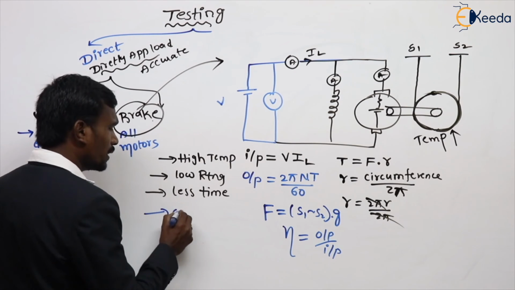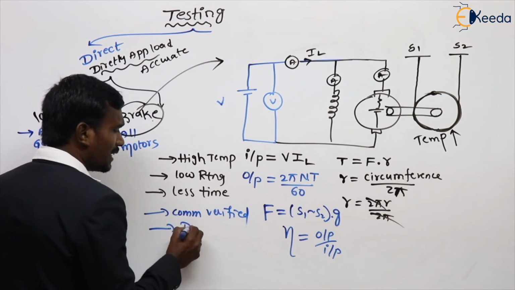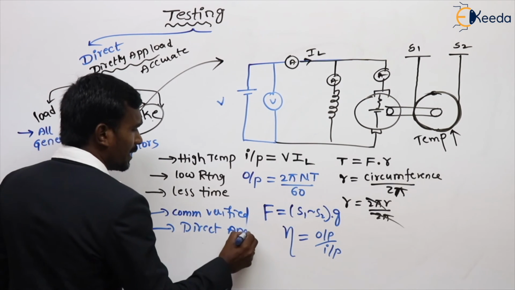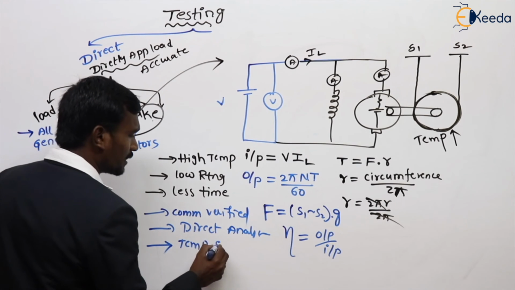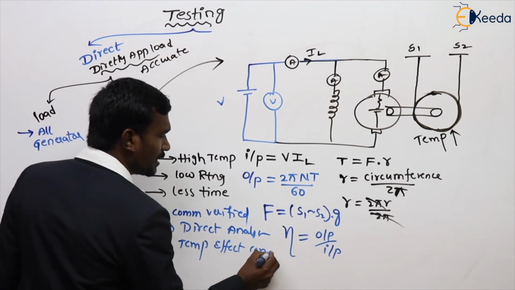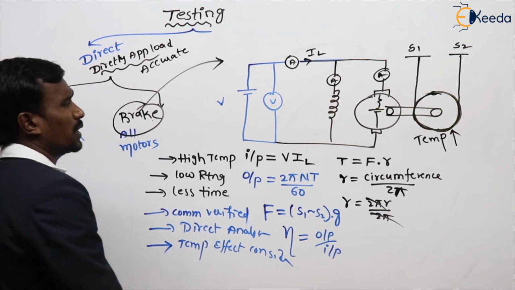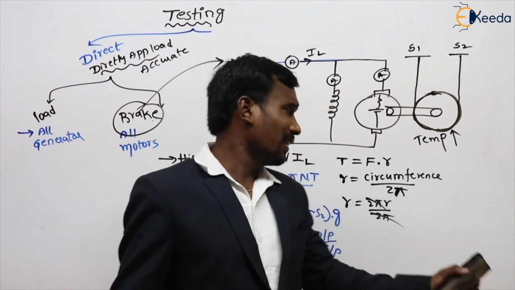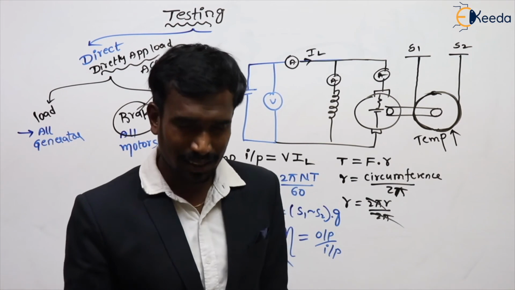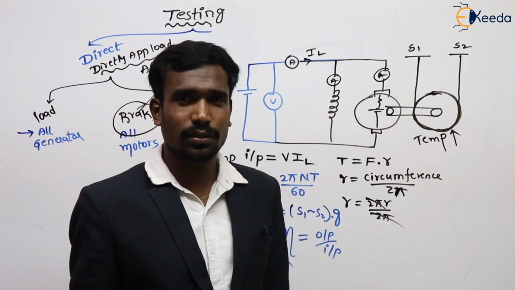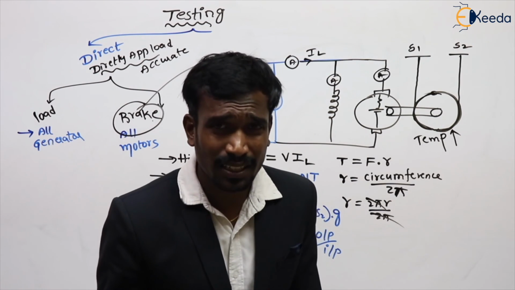But what are the advantages, sir? Commutation is verified, direct analysis, and the temperature effect is also considered. These are the advantages and disadvantages of the brake test, and the analysis and efficiency of my brake test. This is completely what the brake test is. This is applicable for all motors. If it is a generator, we have to apply the load, that is the load test. Is it okay? Right? Thank you.